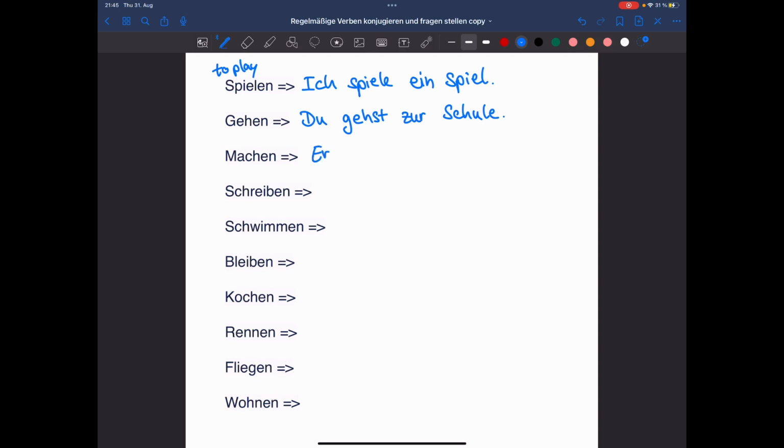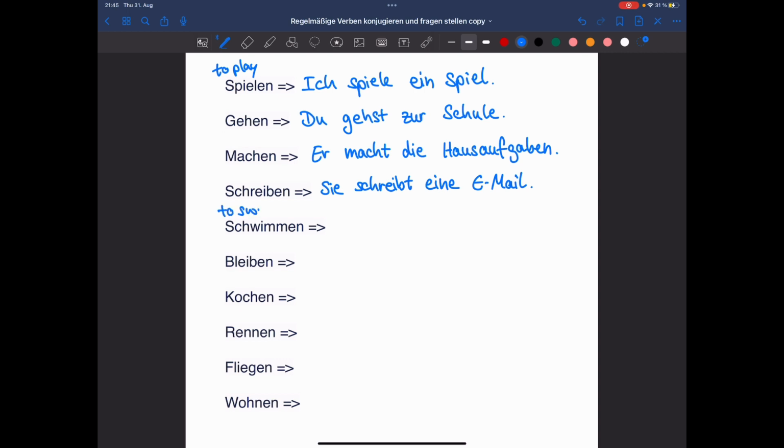Machen is to make or to do. So, er macht die Hausaufgaben. So he's doing the homework. Schreiben, to write. Sie schreibt eine E-Mail. Sie schreibt eine E-Mail. She's writing an email.